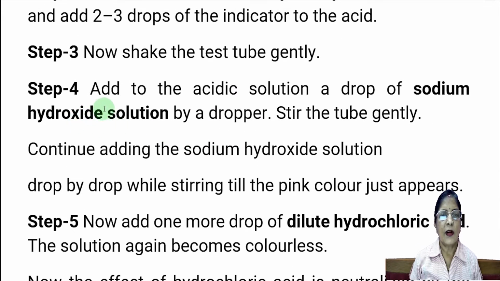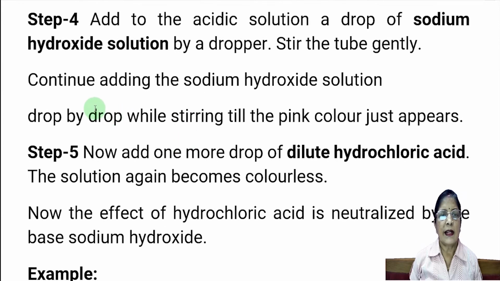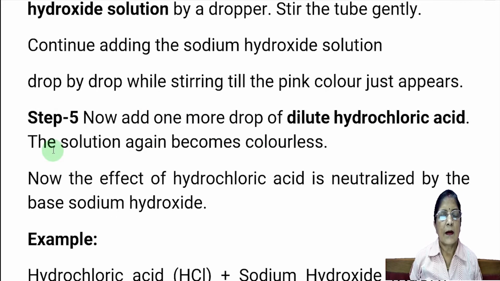Now step 4. Add to the acidic solution a drop of sodium hydroxide solution by a dropper. Stir the tube gently. Continue adding the sodium hydroxide solution, drop by drop, while stirring till the pink color just appears. Now step 5. Now add one more drop of dilute hydrochloric acid.